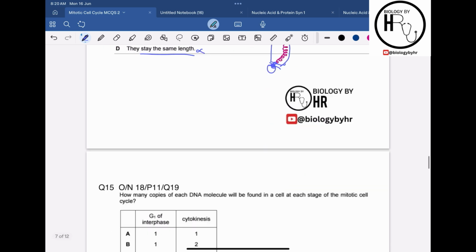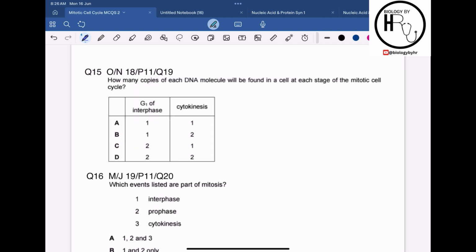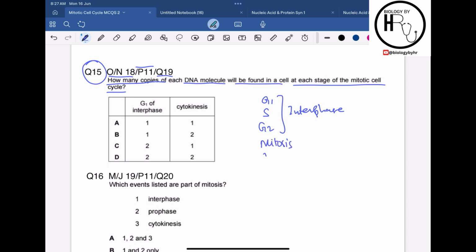Now let's move on to the next question. Let's move on to question number 15. Question number 15 is from October November 18 paper 1 question 19. The question says: how many copies of each DNA molecule will be found in a cell at each stage of the mitotic cell cycle? We know there is the G1 phase, the S phase, then the G2 phase, which is the interphase, right? And then there comes the mitosis, and then the cytokinesis, right? Basically, the DNA is replicated during the S phase of the cell cycle. So during the G1 phase of the interphase, there would be one DNA molecule only, right?